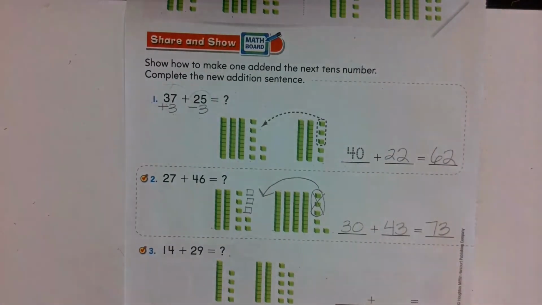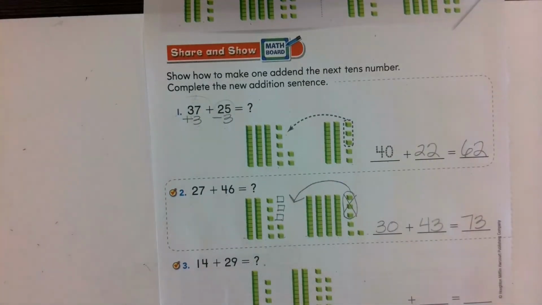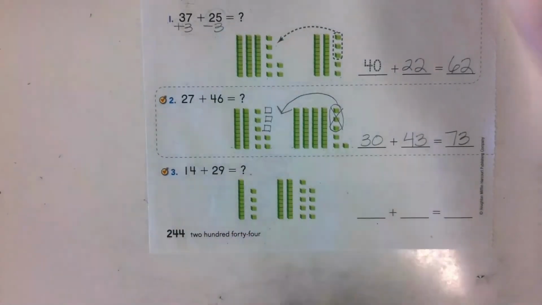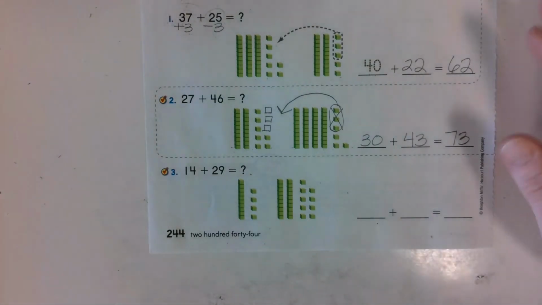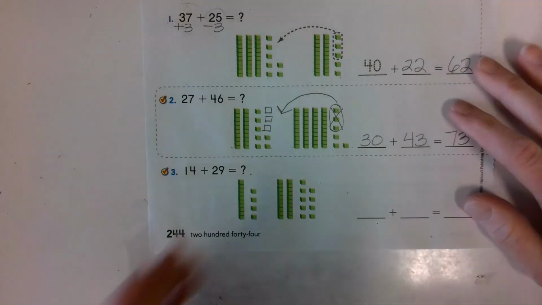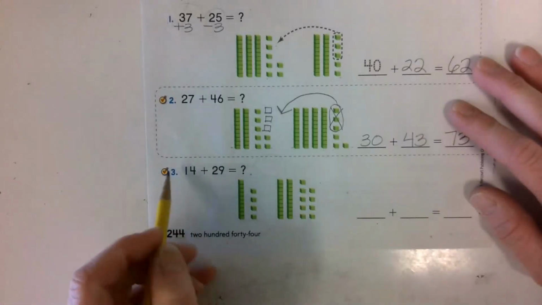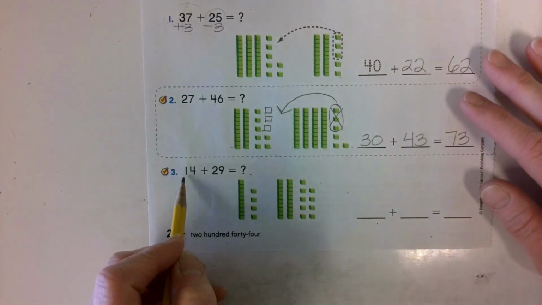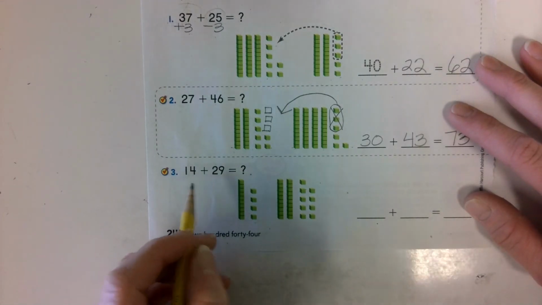Let's do this one together. This last one on 244. We have 14 and 29. Which addend is closest to the next tens number? 29. What does 29 need to become a 30? 1. So 29 says what? 14. He knocks on the door. 14, can I please have 1 of you? And what does 14 say? Sure, I'll send it over.